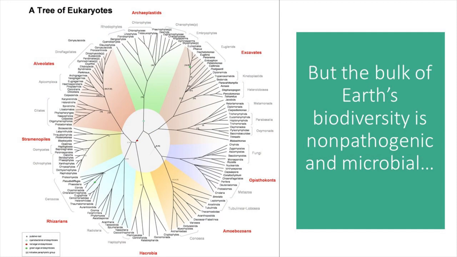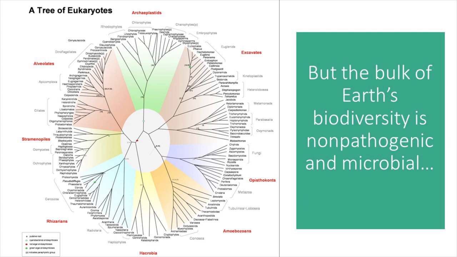But I'm going to argue to you that, and I think it's no surprise to anyone in this room, that while we focus on plants and animals, the bulk of Earth's biodiversity is not a plant, not an animal, and not a pathogen. So I think as humans, we have a choice to make. What are we focusing on and why? And our choice has been to focus on the things that we can see, for reasons that I understand.